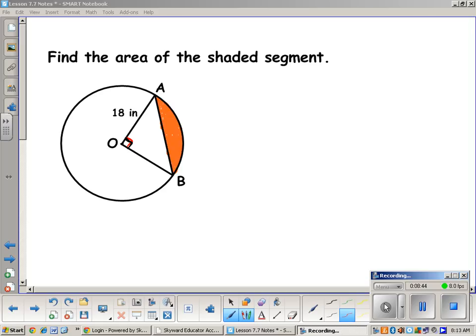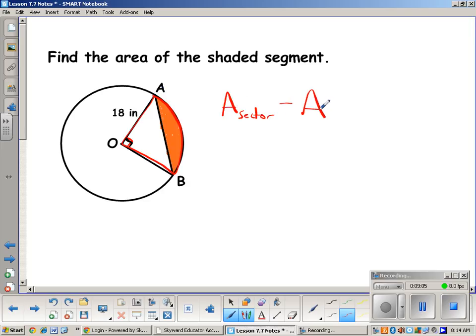And how much of the circle is this sector? A fourth. It's 90 out of 360. So we're going to find the area of the sector minus the area of the triangle, which gives me the area of the segment.